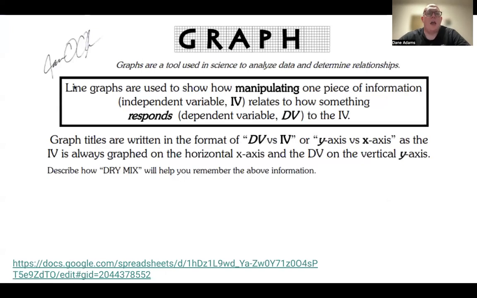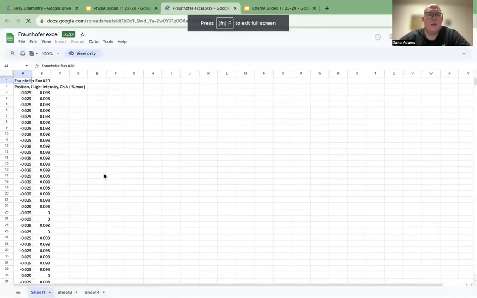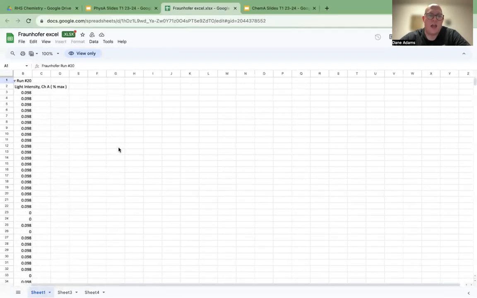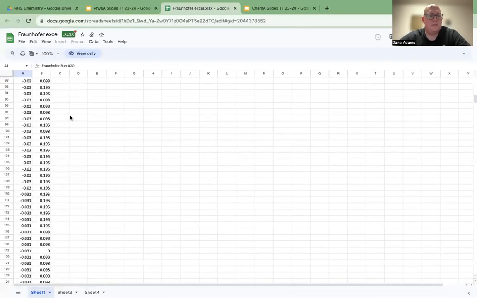It says line graphs are used to show how manipulating one piece of information relates to how something responds. Down here, I have a Google Doc, and I wanted to show you one of the labs, one of the experiments I had to do when I was in college. I was in a lab, and they gave me a bunch of materials, and they said, you can decide what you want to do with it. And so I decided to conduct some investigations with light and light intensity, and I just wanted to show you the depth of how much data I have here.